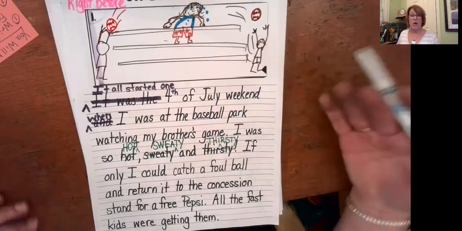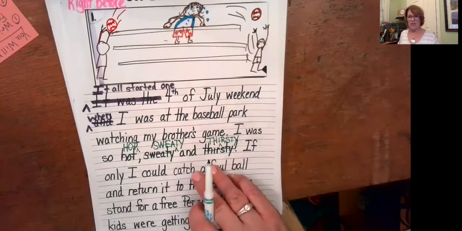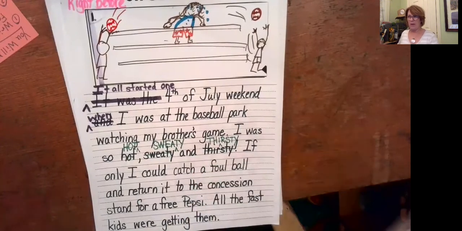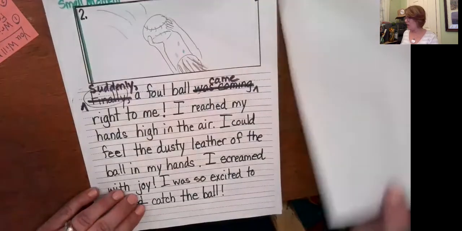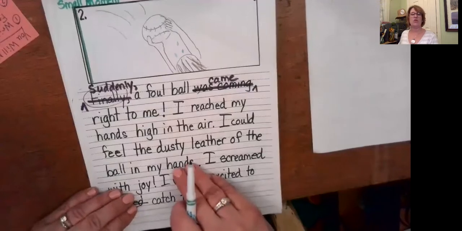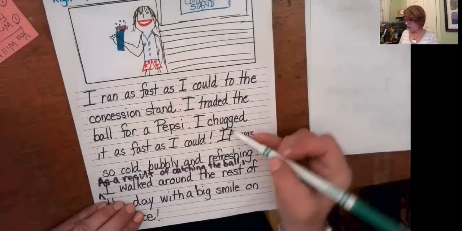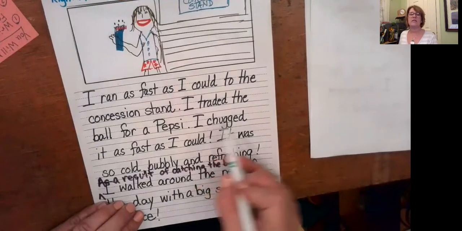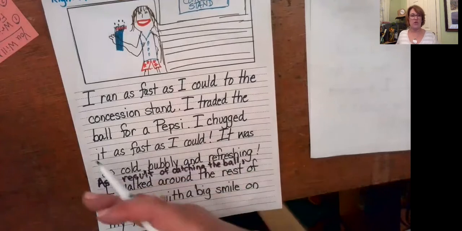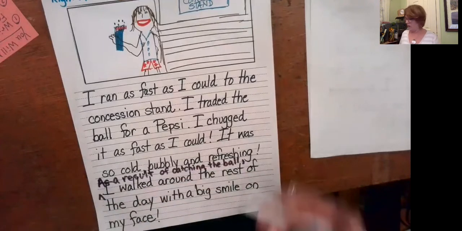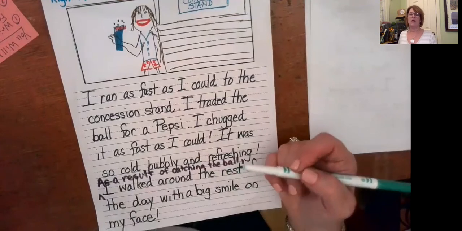All right, now I want to add a sound word, onomatopoeia. And I was trying to think where in my writing is a good place for that. And I was thinking, you make a lot of sounds when you drink. And when I drank my Pepsi at the ballpark, I chugged it. See where it says I chugged it? I chugged it as fast as I could. When you do that, you make a lot of sounds. And the sound I'm thinking of is glug, glug, glug.